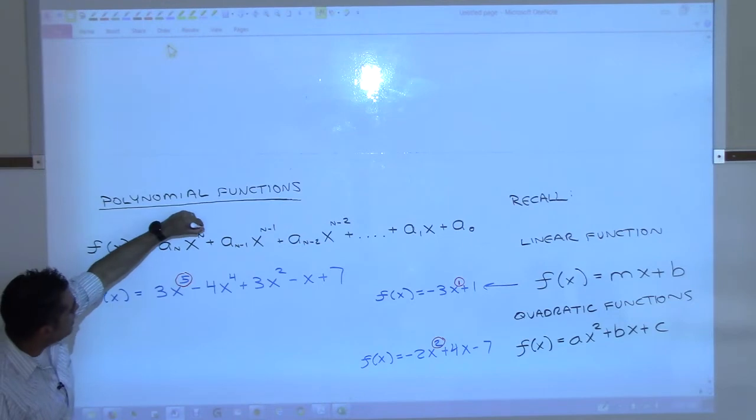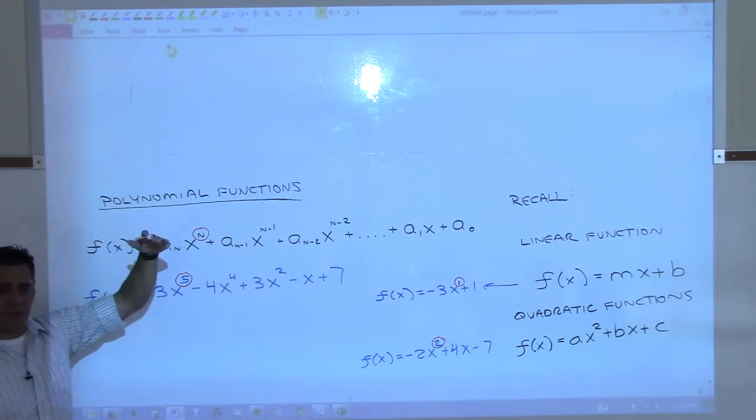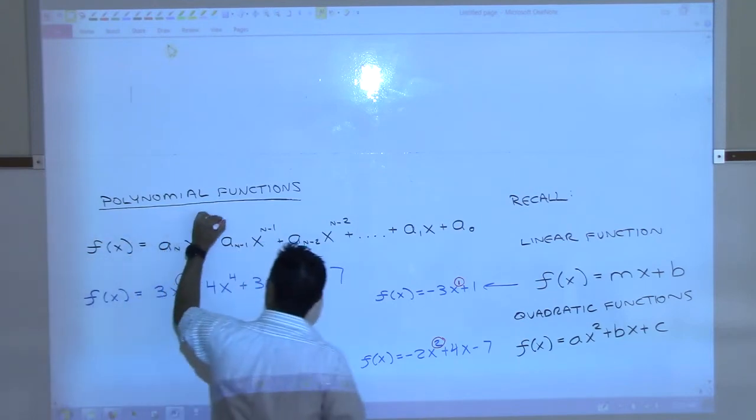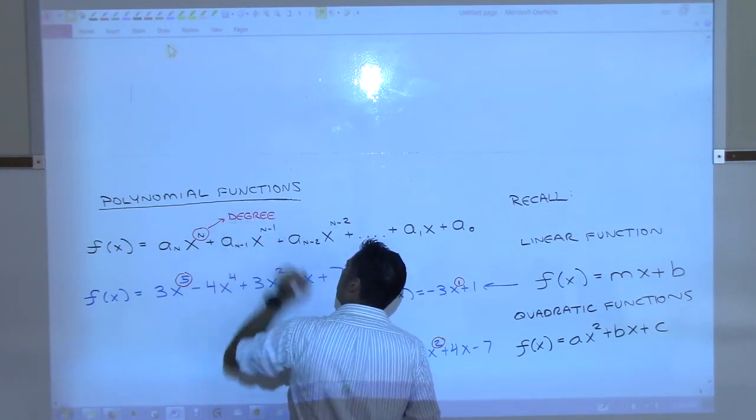So this number right here, n, that n is what we call the degree of the polynomial. It's the highest power of x that you see, all right? So this is the degree of the polynomial.